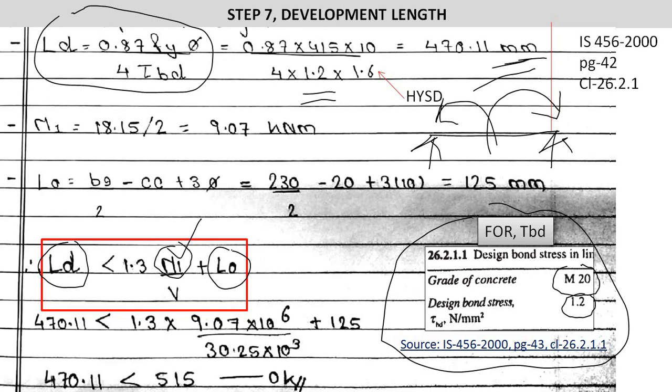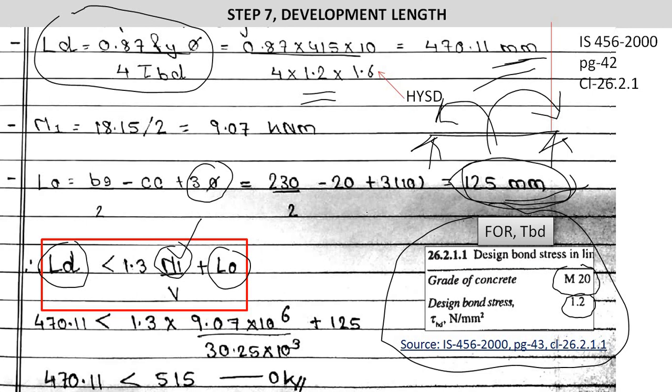So for the bend we will add 3 times the diameter. So the width of support is 230 divided by 2, minus clear cover 20, plus 3 times the diameter, which is 10. So we will have the value of L0 as 125 mm.